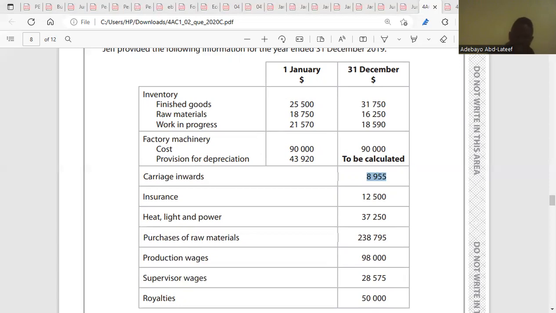That gives 266,500. Then you deduct your closing stock of raw materials, which is 16,250. Minus 16,250, so we have 250,250.